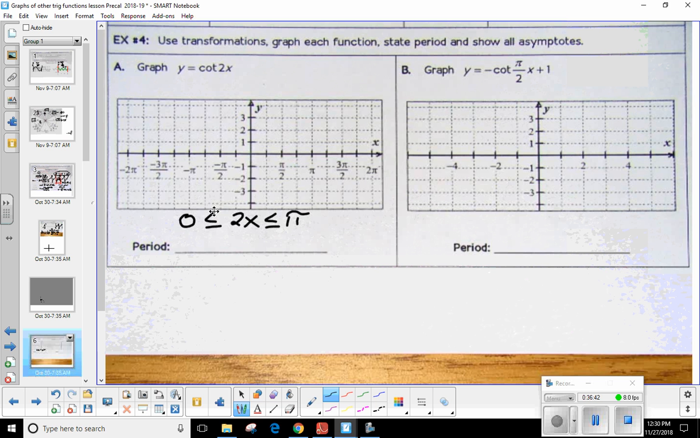Tangent and cotangent are the only two functions where that inequality is going to be different. For tangent, we're always going to use negative pi over 2 to pi over 2. For cotangent, we're always going to use 0 to pi.